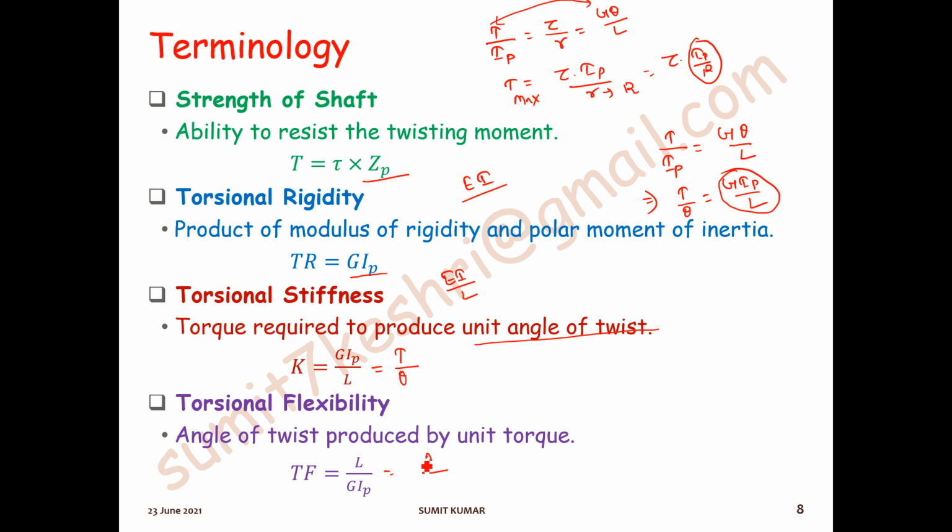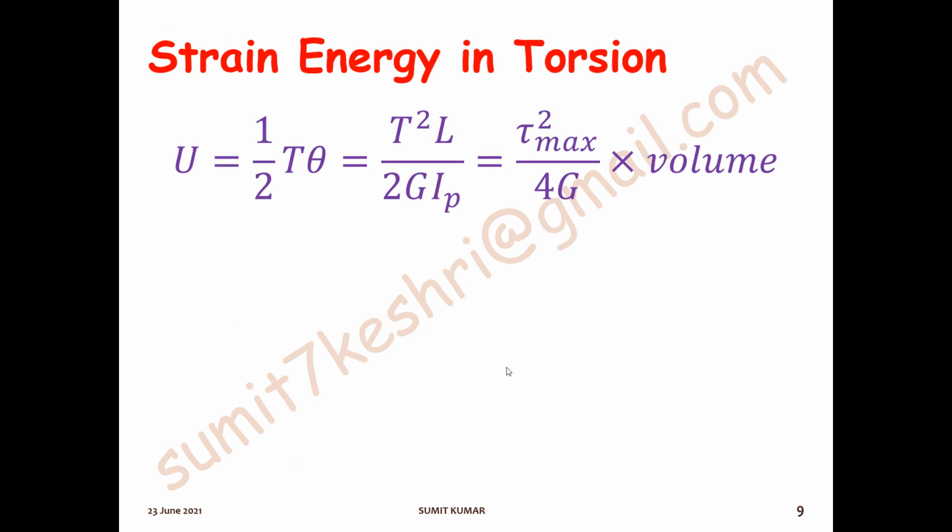Angle of twist produced by unit torque. Theta by T, if you write from this equation, is L by G into IP. It is just the reverse of the torsional stiffness, 1 by K.